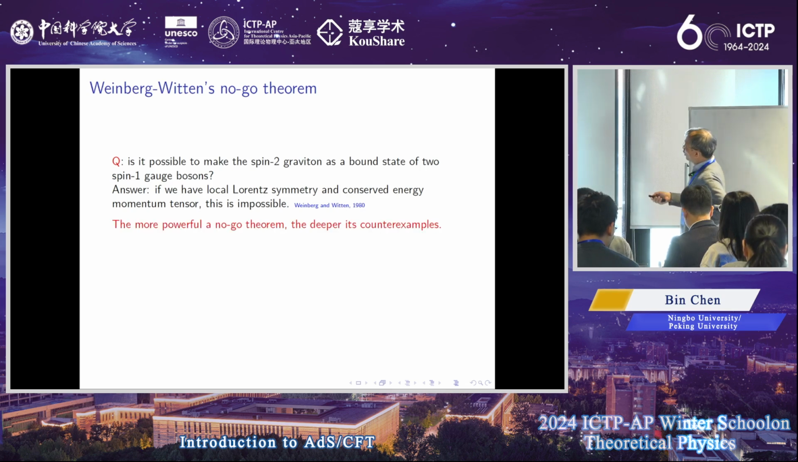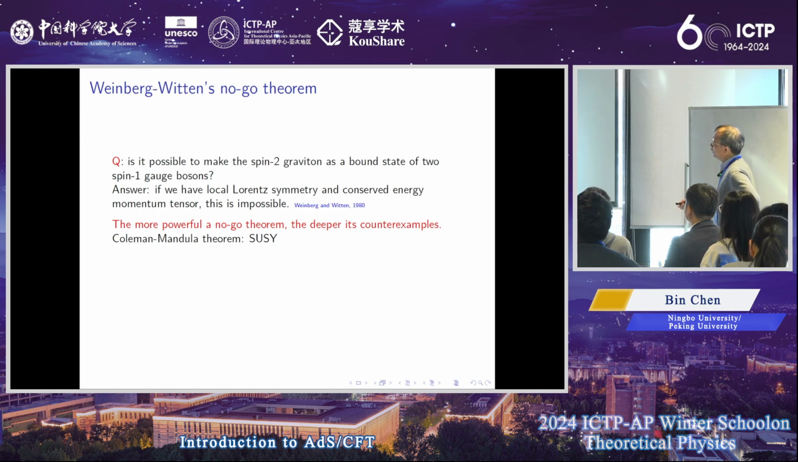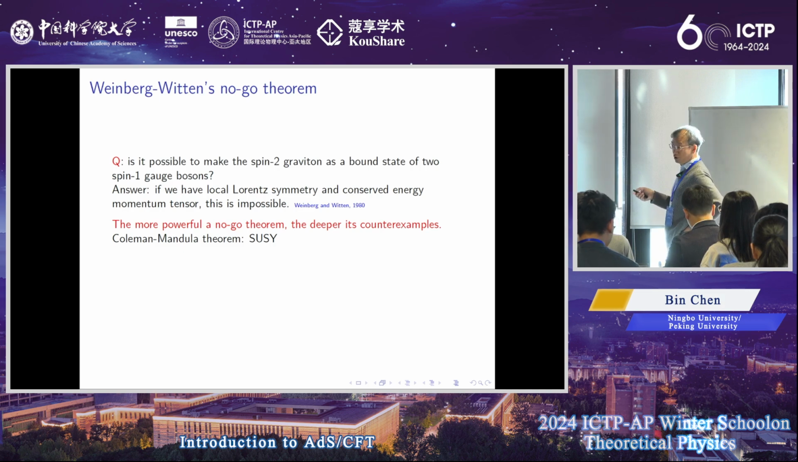But we know the more powerful a no-go theorem, the deeper its counterexample. Supersymmetry gives a very concrete realization of this. In the supersymmetry case, we have the Coleman-Mandula theorem. But with the graded algebra, we can extend the symmetry of the S matrix into supersymmetry, so the Coleman-Mandula theorem should be generalized. So then how to evade this Weinberg-Witten no-go theorem?